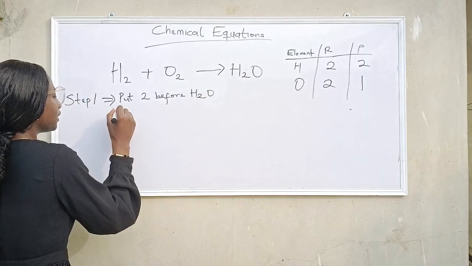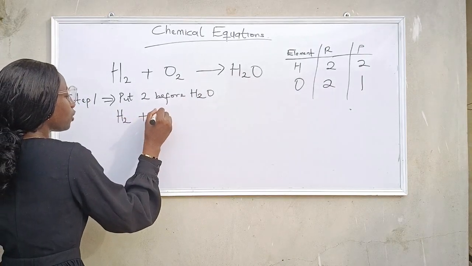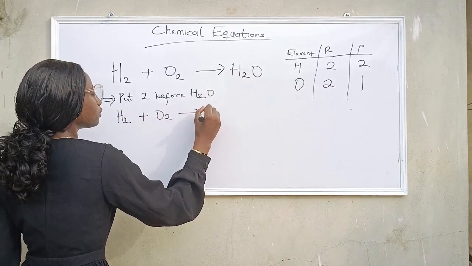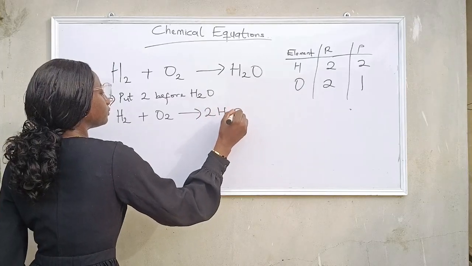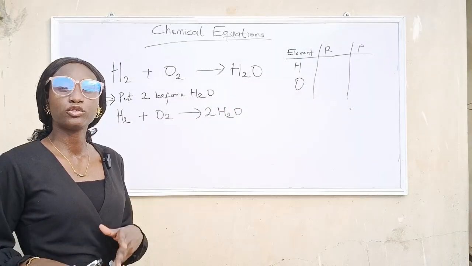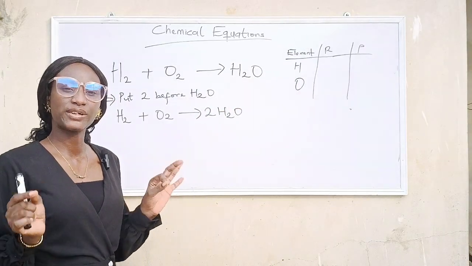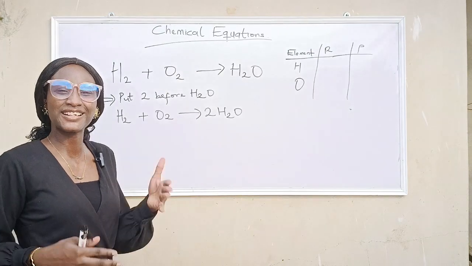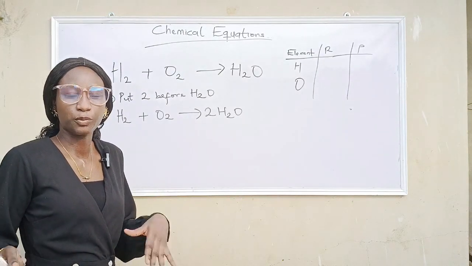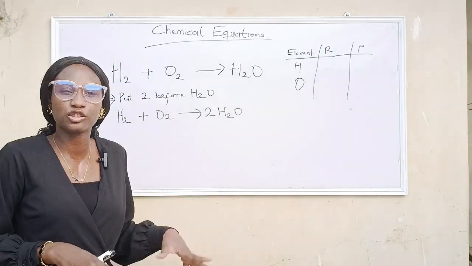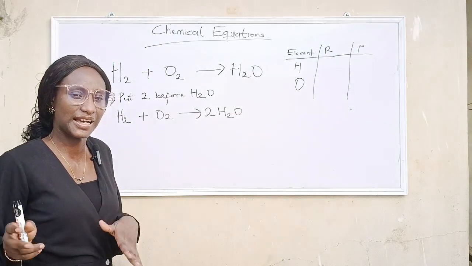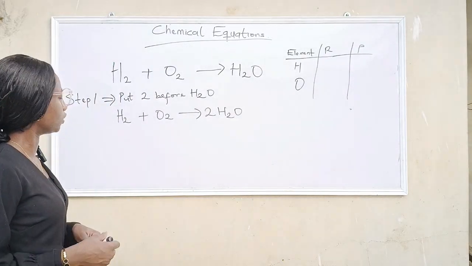So we have H2 plus O2 to give you 2H2O. Anytime you change the coefficients, always recount the atoms because it might change. Sometimes it will not change, but most times it changes. So it tells you exactly what you need to do next. So let's see if this changed or not.